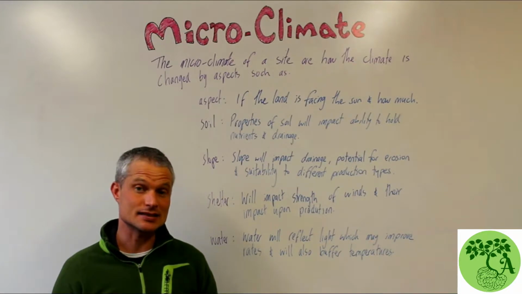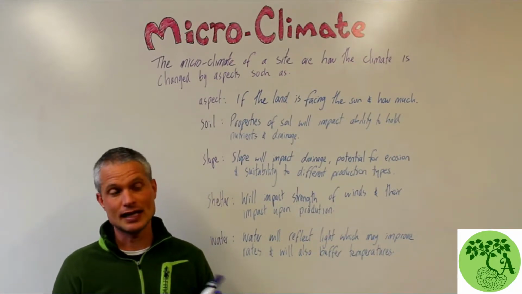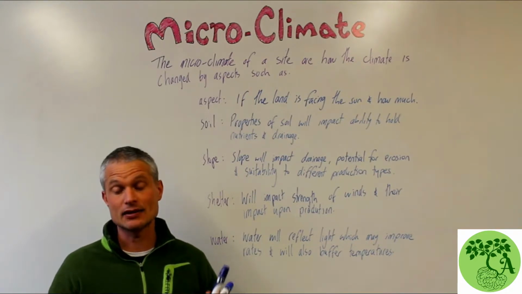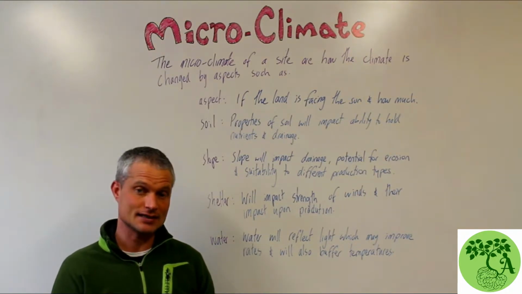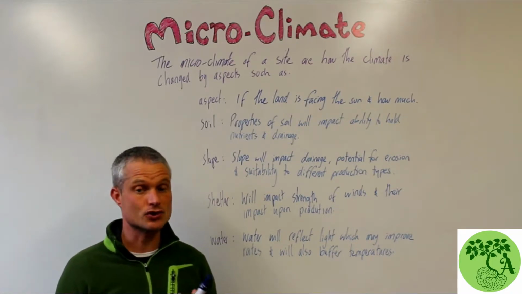But in the same sense, particularly in the middle of summer, and if there's not much shade from trees in that location, having a south-facing slope can increase the production into summer because it won't dry out so quickly.